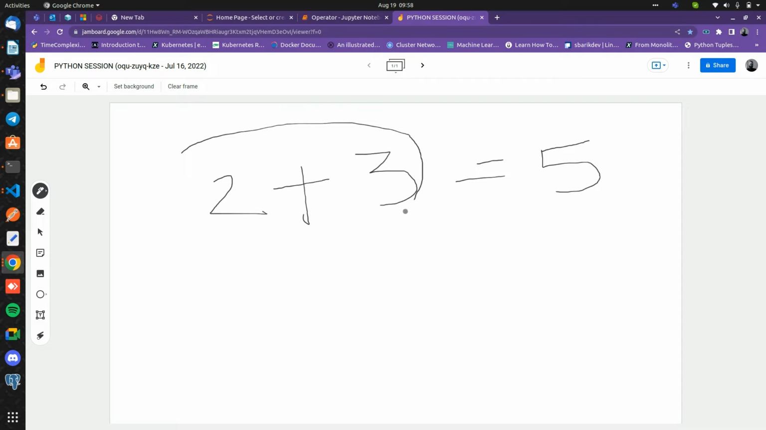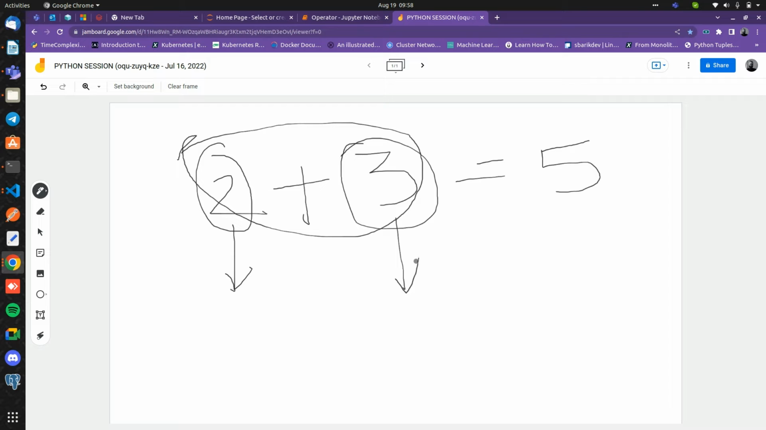For example, 2 plus 3 equal to 5. Okay. So here 2 plus 3, the 2 and 3 are my operands, and the plus sign is my operator. This is called my operator, this is called my operand.